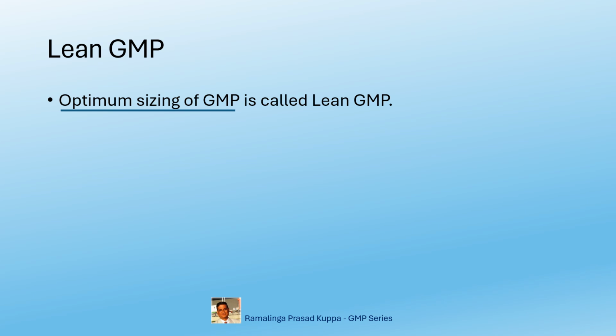Optimum sizing of GMP is called Lean GMP. Optimum sizing is not compromising on practices. It is an effective reduction of overdone practices. It is the right sizing of the GMP compliance and moving towards lean GMP systems while still adhering to the regulations.